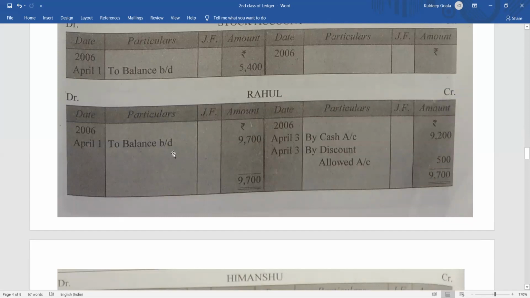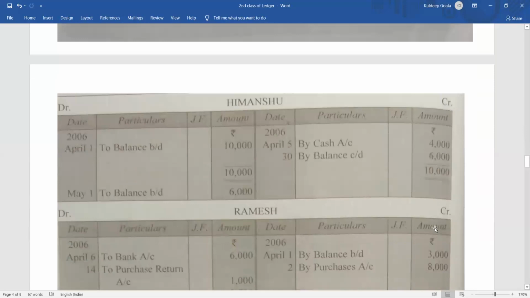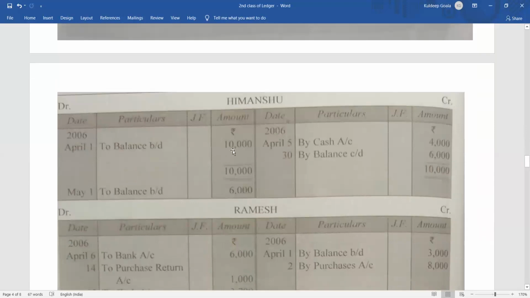Then Rahul, what happened there? You can see that his account's opening balance was 9,700, by cash was 9,200, by discount loss 500. So both sides are the same, so nothing to balance, just make the total. Both the debit side and credit side are the same, so make the total. Clear?